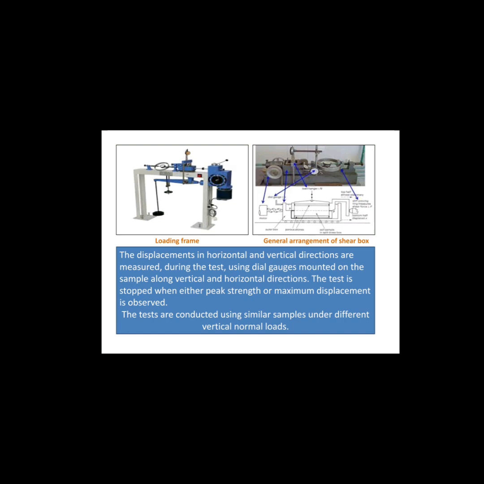A U-arm is attached to the upper half of the box to transfer the load and is connected to a proving ring for shear load measurement. The assembly is mounted in a larger box with a pedestal and resting on rollers. The entire assembly is mounted on a loading frame. A dial gauge is used to measure the deformations.